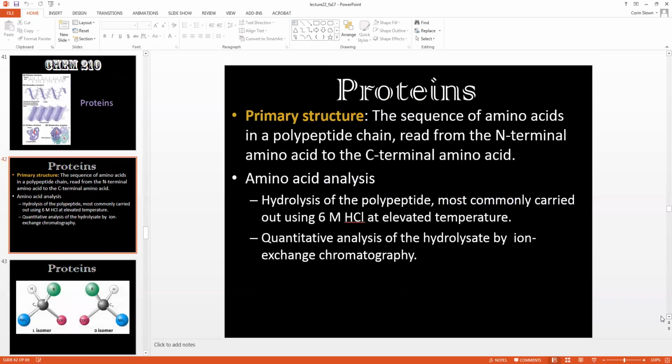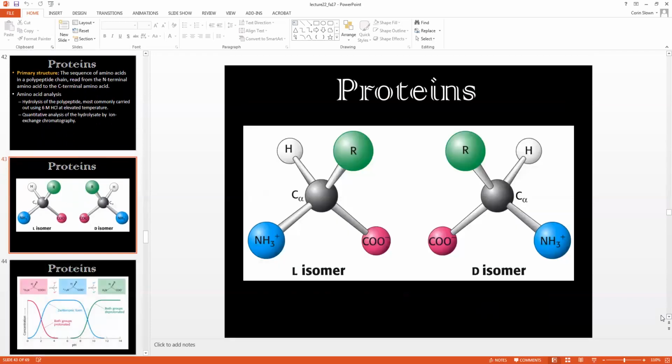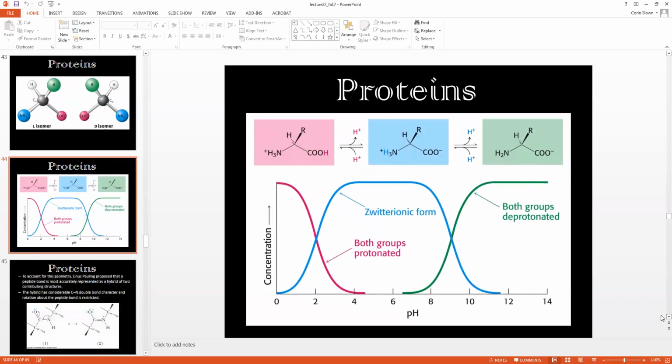So the primary structure is a sequence of amino acids in a polypeptide chain. This is read from the N-terminal amino acid to the C-terminal amino acid. When we think about this for proteins, it's important that we recognize that the stereochemistry of the amino acid matters. It's also important for us to understand that at a given pH, the structure of the amino acid matters.